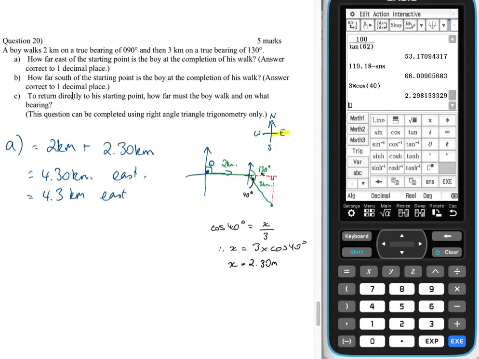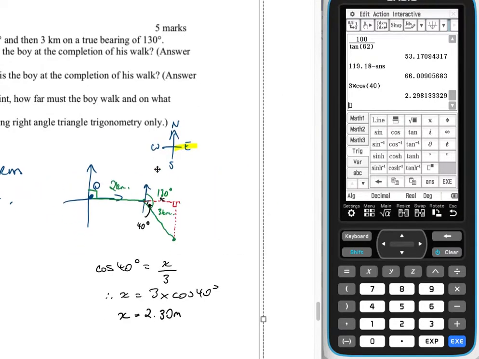How far south of the starting point is the boy at the completion of his walk? Well, let's have a look at our diagram again, and I'm going to zoom in just to make it a bit clearer. He started here, he went across 2 k's and then went diagonal at a bearing of 130 for 3 k's. So how far south did he go? I'm going to highlight this in green. We can see he's here and he ends up that far south.